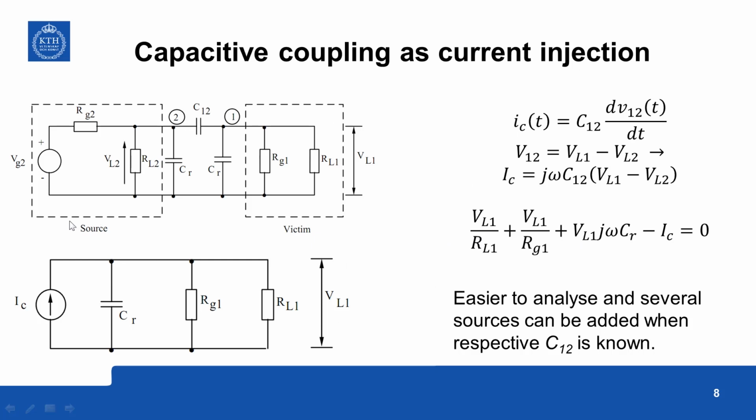So capacitive coupling can be modeled as a current injection. So we replace the source part of this problem by a current IC, which is given by the coupling capacitance C12 and the rate of change of the voltage across it.